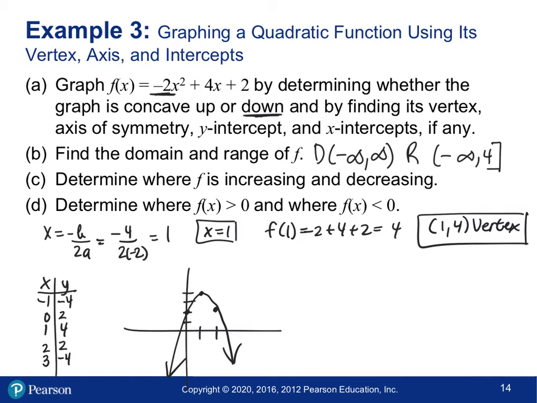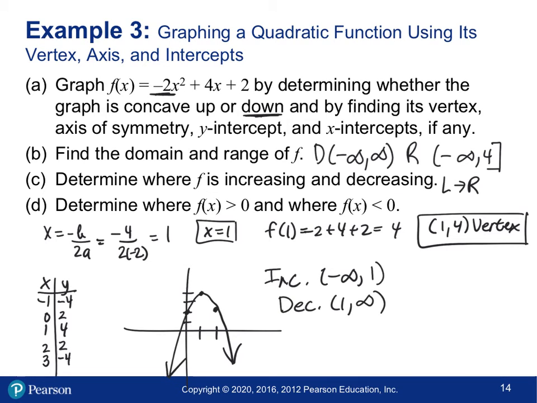Now the next part is asking where is f increasing or decreasing? Well, it's increasing where it's going up. Remember, you're always going left to right on those. So increasing from -infinity to an x value of 1, and then it's decreasing from 1 to +infinity.